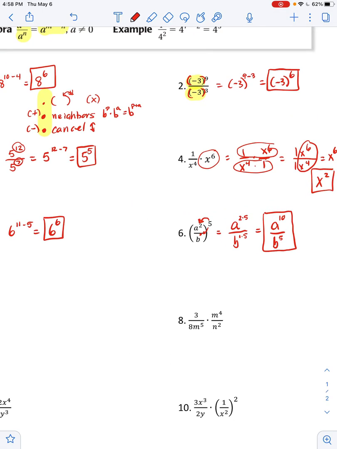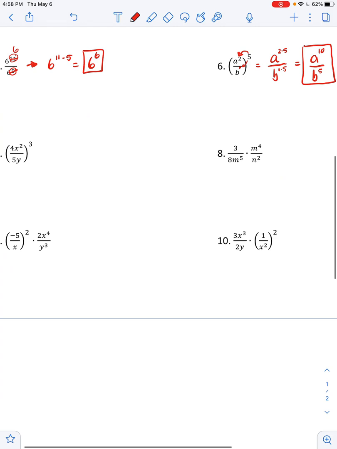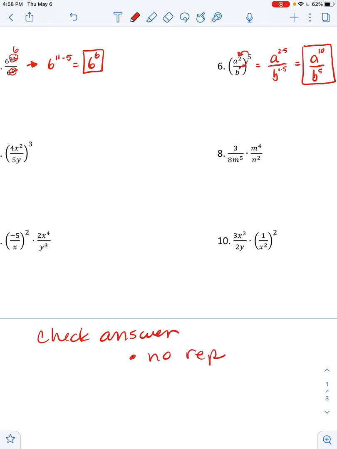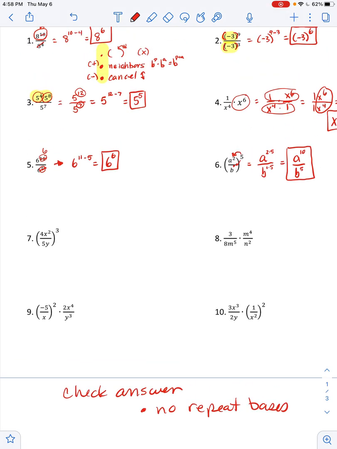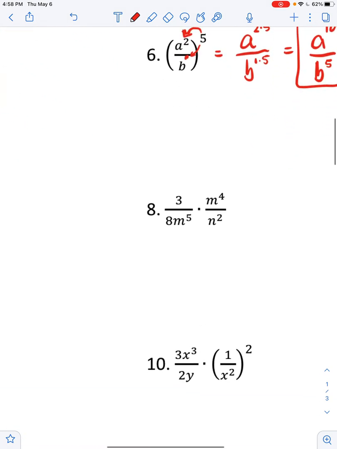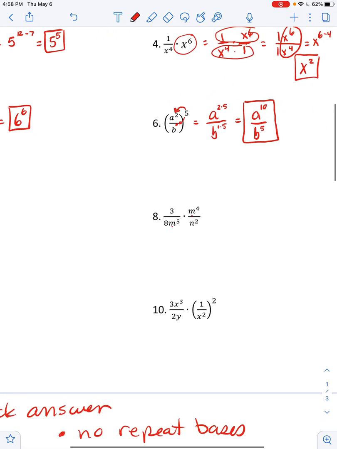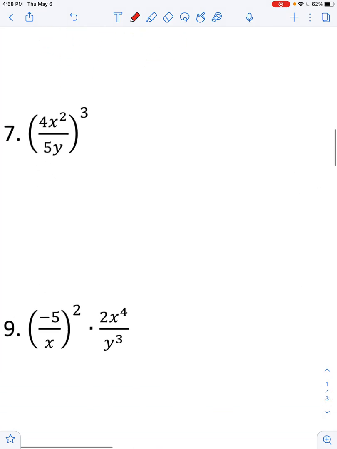One thing that I always use when I'm talking to my high school kids is I always tell them to check their answer. And you want to make sure that you have no repeat bases. Meaning I shouldn't have a written more than once anywhere in my problem. I shouldn't have x more than once, m, n. So like in number 8, I know this problem needs work because m is written in 2 different places. So I check my answers. And so here I have an a and a b. I don't have any repeated letters. So that's a good sign.